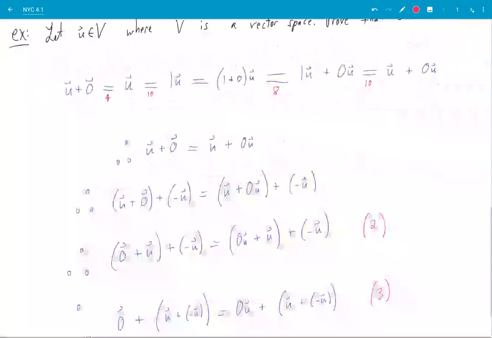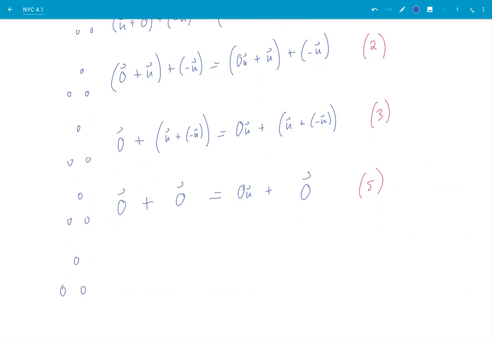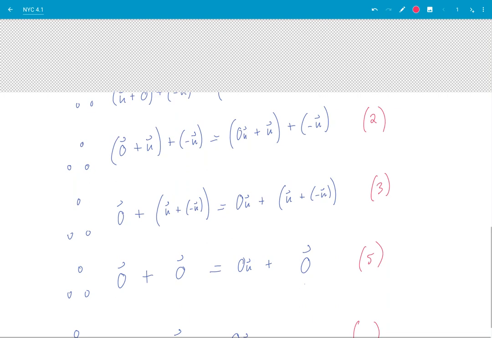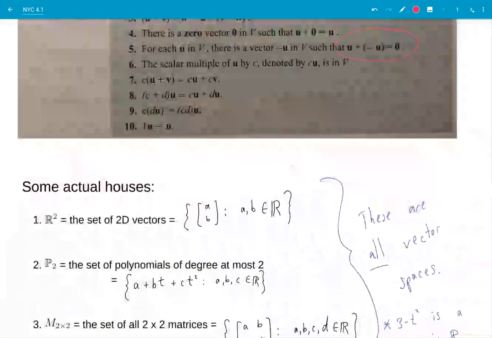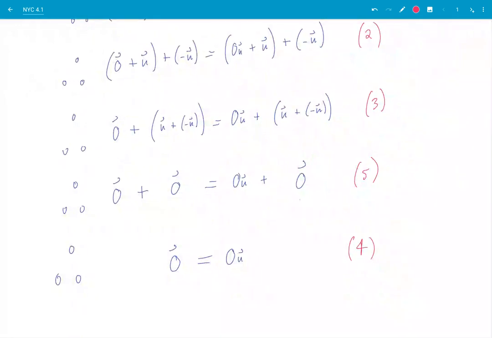Holy. Even I'm getting tired of this. Now what? The property of the 0 vector. What does that do? It tells me that 0 vector plus anything gives me just that thing. Which one is this? 4. Holy moly. And there we have it.